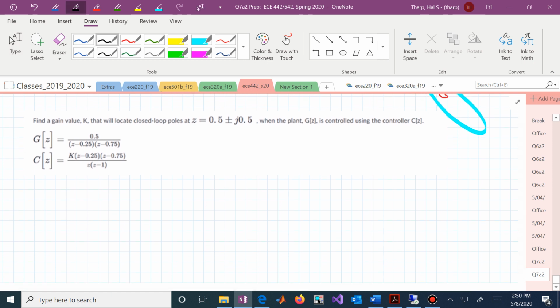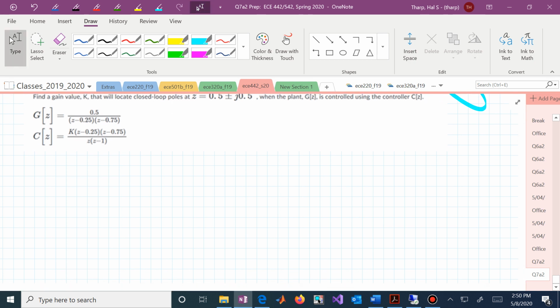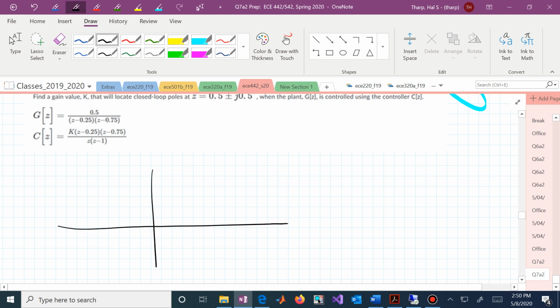Next question. Find a gain value k that will locate closed loop poles at 1/2 plus and minus j1/2 when the plant and the controller are given by this set of transfer functions. We have a plant that has a pole at 1/4 and a pole at 3/4, and in fact it looks like we have zeros canceling those, and we have poles in our controller at 1 and the origin.